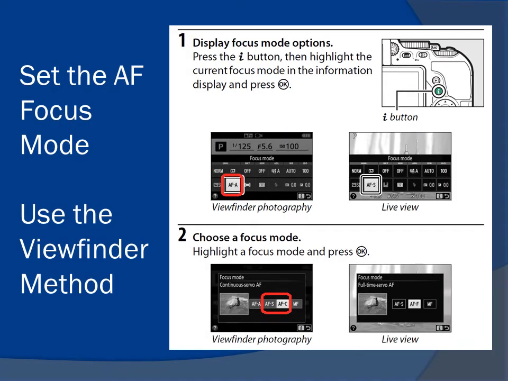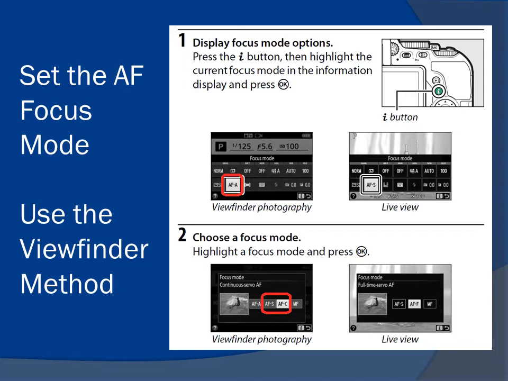Set the AF focus mode. On the back of the camera, press the I button. On the screen, where you see in the image the red square, that is the AF focus mode. If that is not showing the mode that you want, tap it or press the OK button, and you'll go to number 2.